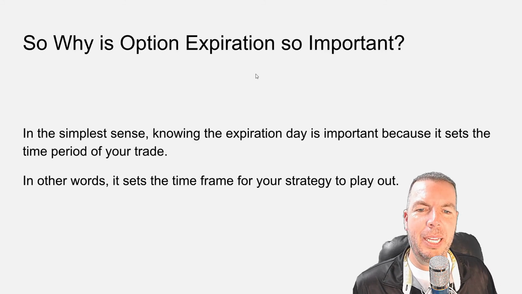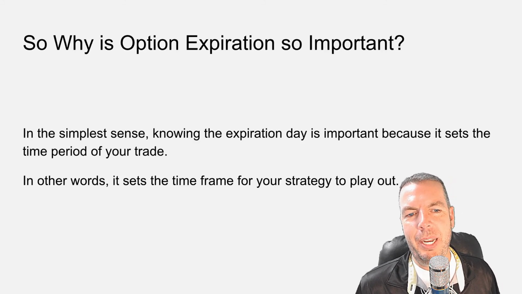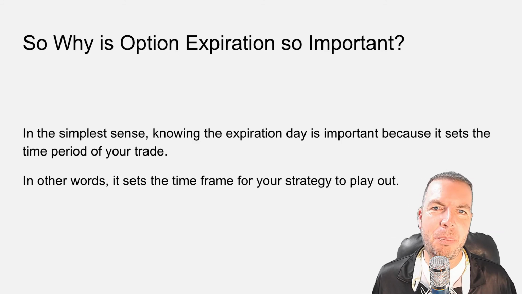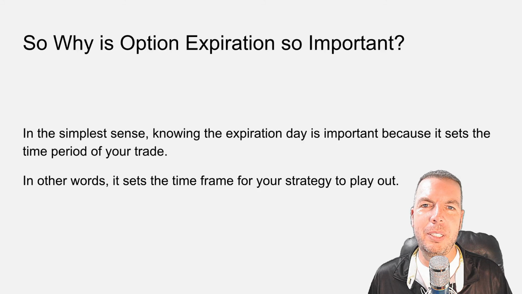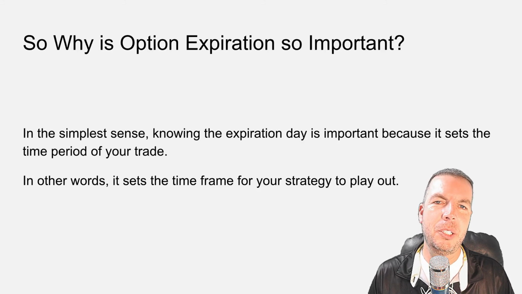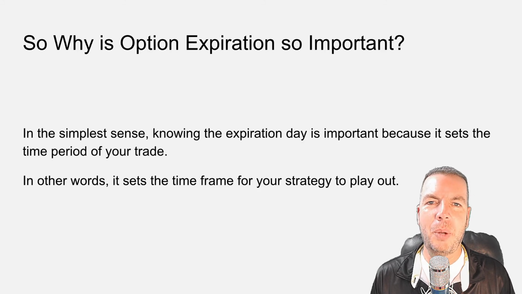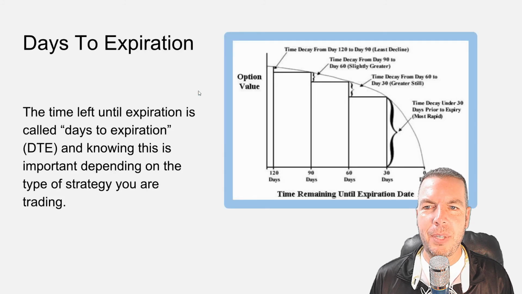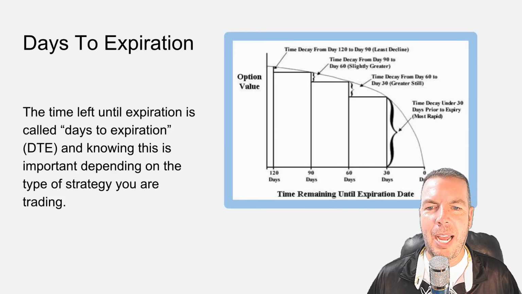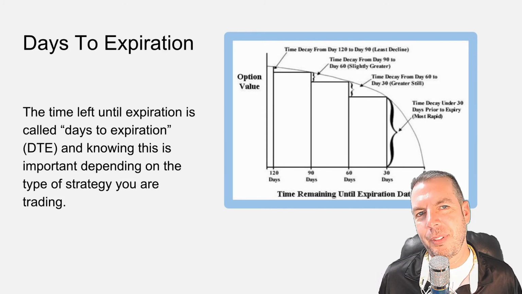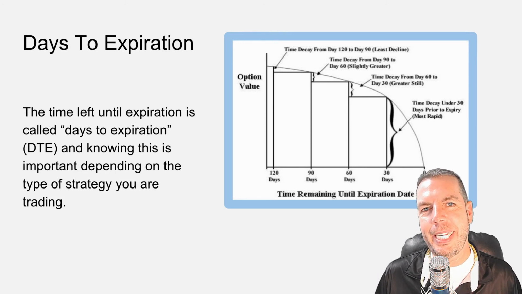Well, in the simplest sense, knowing the expiration day is important because it sets the time period for your trade. In other words, it's the time period for your trade or your strategy to play out. So as I mentioned, the time left until expiration is called the days till expiration, or DTE.